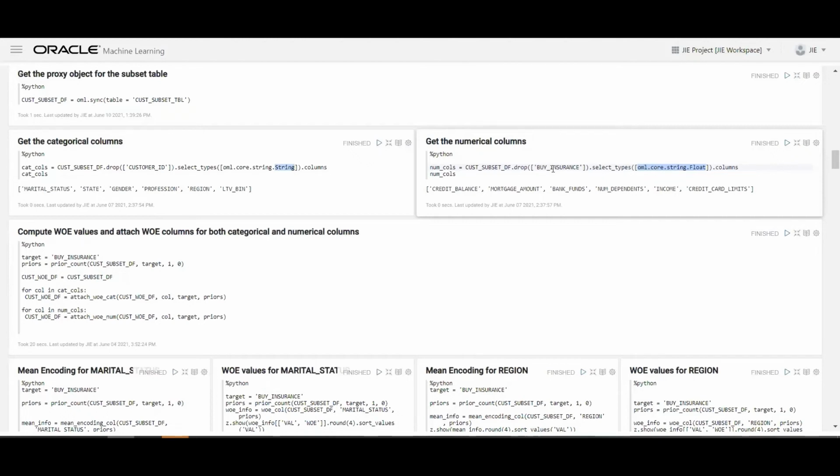But this is the choice of the user, right? If the user just wants to use the numerical inputs directly, you don't need to do that. But if you still want to calculate the information value and the weight of evidence, you probably need to bin first.